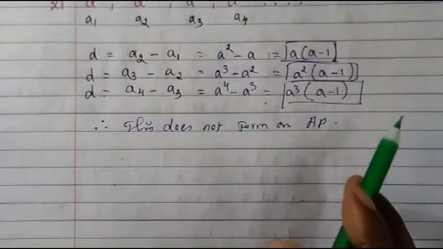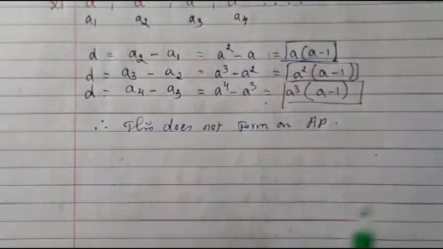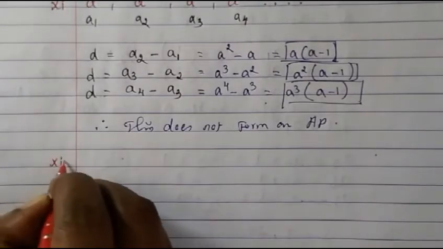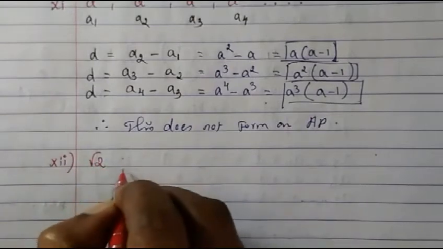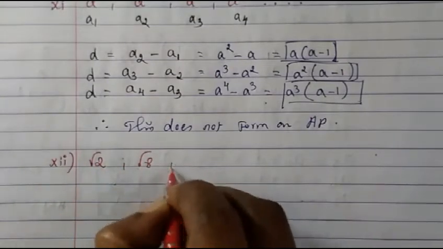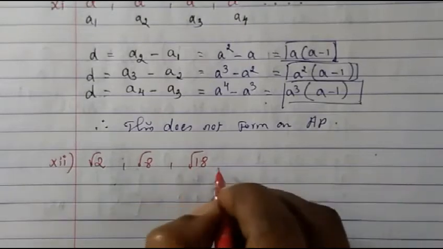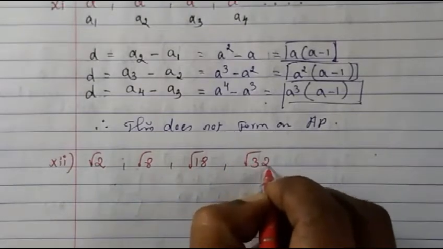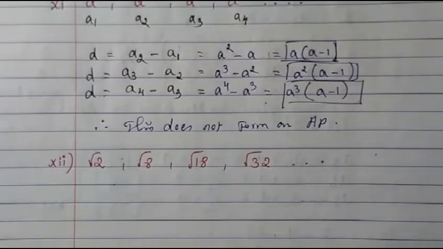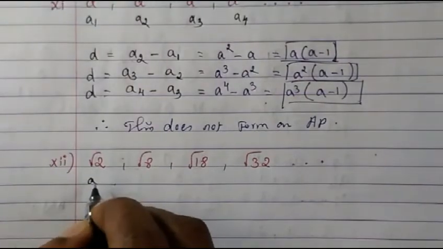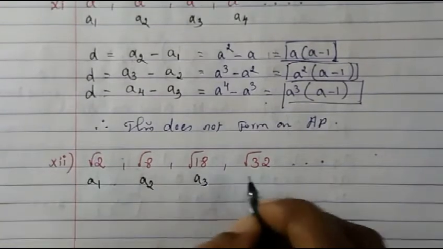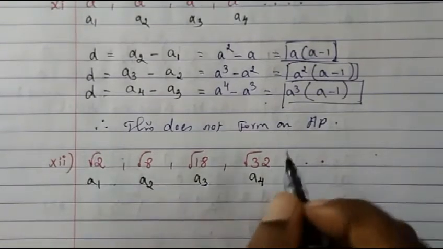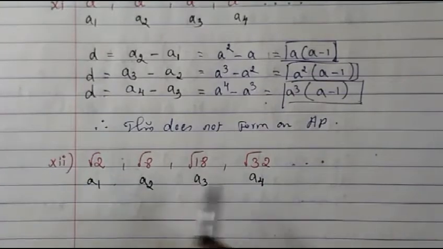So when it doesn't form an AP, there is no need to write the d value and the 3 terms to find out. Now let's do the 12th sum. So the 12th sum is root 2, comma root 8, comma root 18, comma 32. So now this we consider as A1, A2, A3, A4.